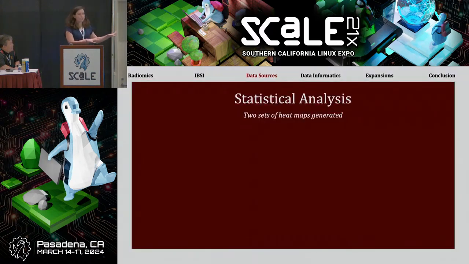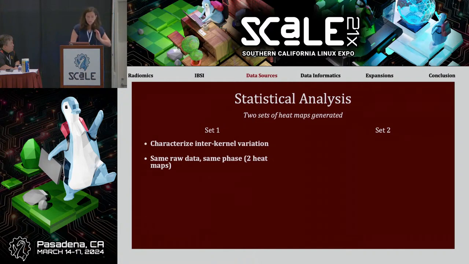So after generating these 250,000 data points, how are we going to look at this in a meaningful way? So the way we did that was generating 2 sets of heat maps. So set 1 was to characterize the interkernel variation. So ideally, there is no change. All the radiomic data popped out at that same kernel should mathematically be equivalent if there wasn't a difference because of the image kernels. We wanted to summarize the data from the different ROIs we took.